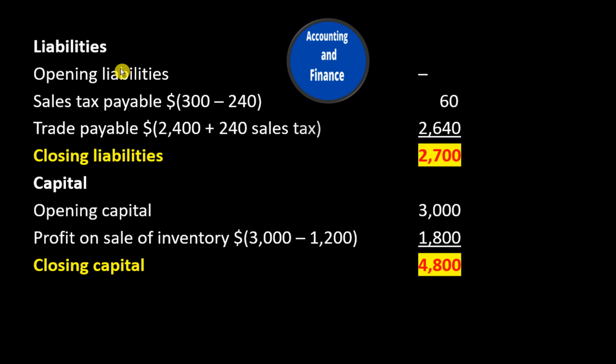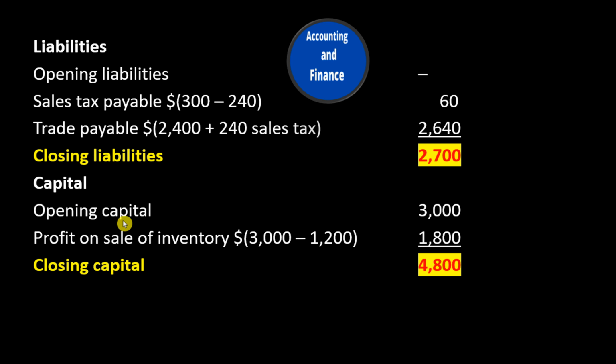Liabilities. Opening liabilities. Sales tax payable $300 minus $240 is $60. Trade payable $2,400 plus $240 sales tax, $2,640. Closing liabilities $2,700.